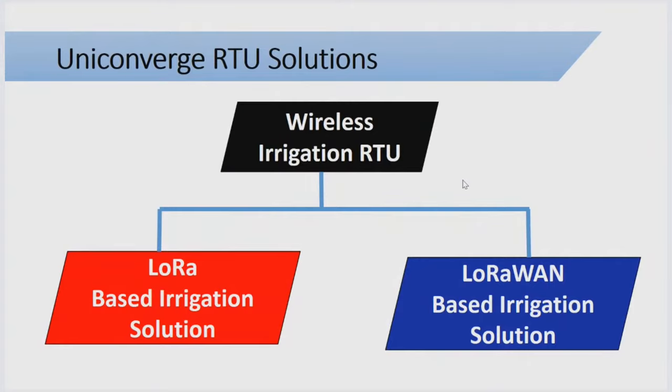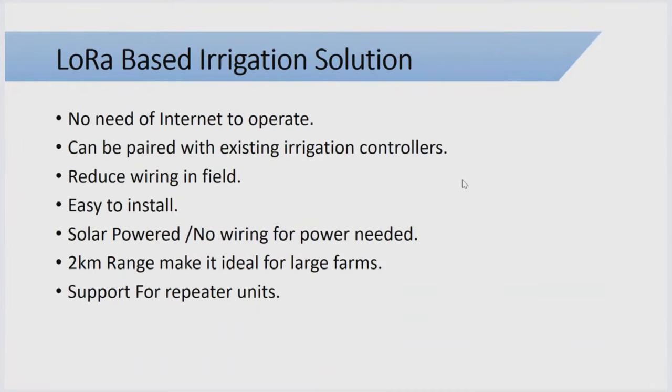Now we have RTU solutions, like our wireless solenoid valve controller solution. In this, we have two solutions. One is a LoRa-based solution, which is a completely local solution that doesn't require any internet. The other is a LoRaWAN-based irrigation system, which is more of an internet-based scenario. I will be covering both. In the LoRa-based irrigation system, we don't require any internet.